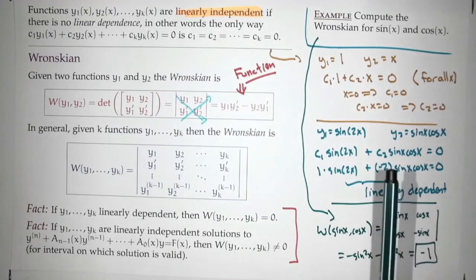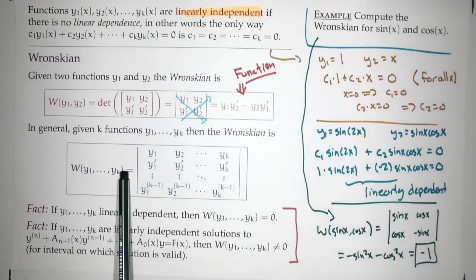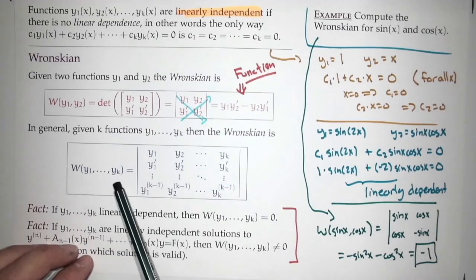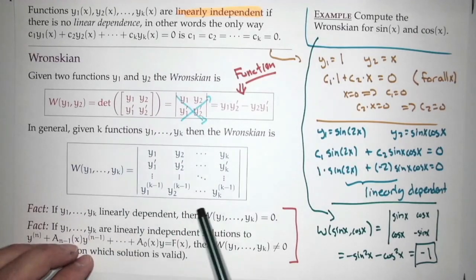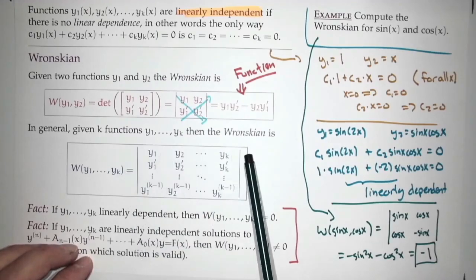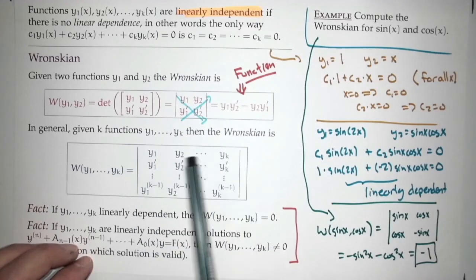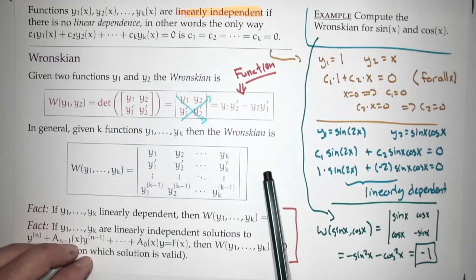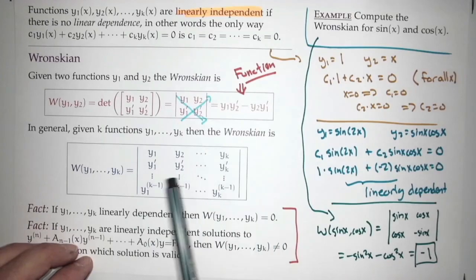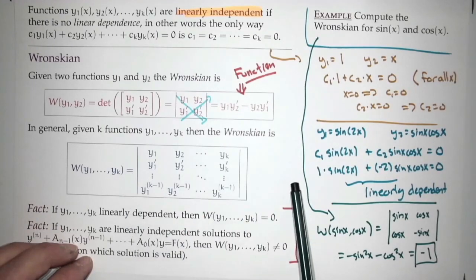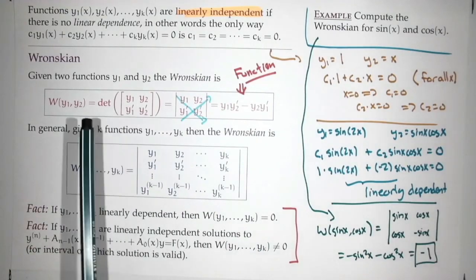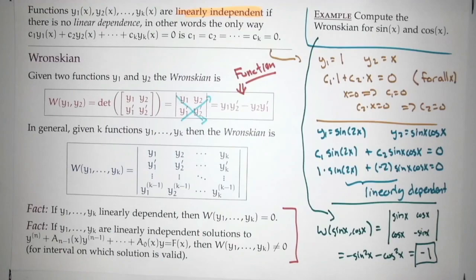Now, that's 2 functions. What do you do if there's more? The answer is, you just have a bigger determinant. If you have k different functions, you're going to have a k by k matrix full of functions. First row is just the functions. Second row, take the derivatives. What do you think the row after that would be? Second derivatives. You're cracking the code. Row after that? Third derivatives. And you just keep going until you fill up with all the derivatives. Then you take the determinant of that, and that's the Wronskian.